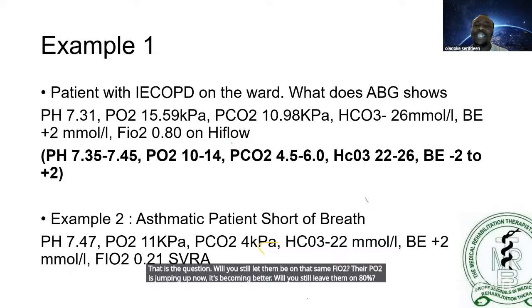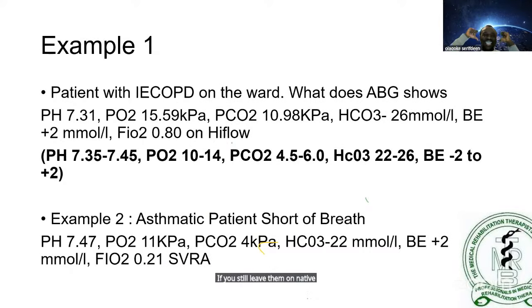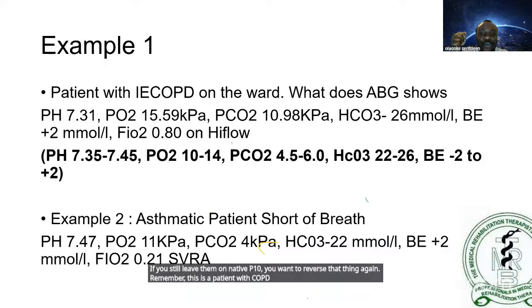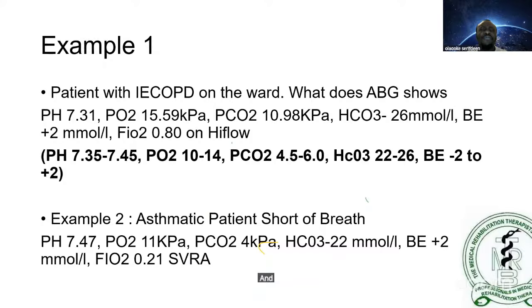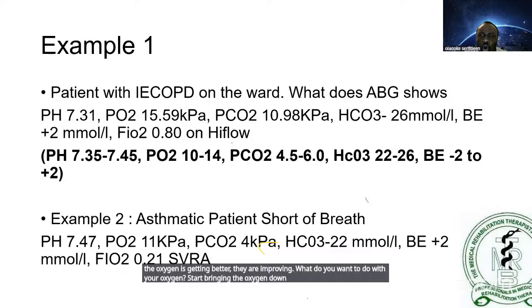If you still leave them on 80%, you want to reverse that thing again. Remember, this is a patient with COPD. If you give them plenty of oxygen, they will start retaining CO2 again. You are trying to blow out CO2 and you still keep them on high oxygen. That does not make sense. And even if they are not COPD patients, their oxygen is getting better, they are improving. What do you want to do with their oxygen? Start bringing it down, because your goal is to get them back to room air.